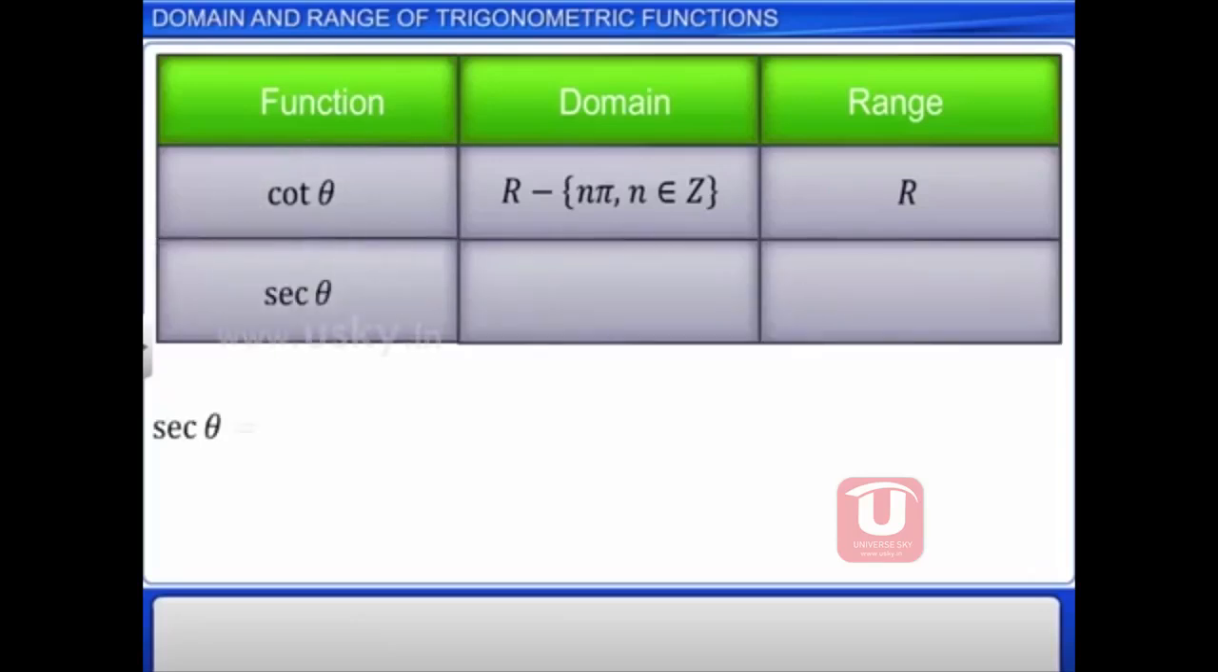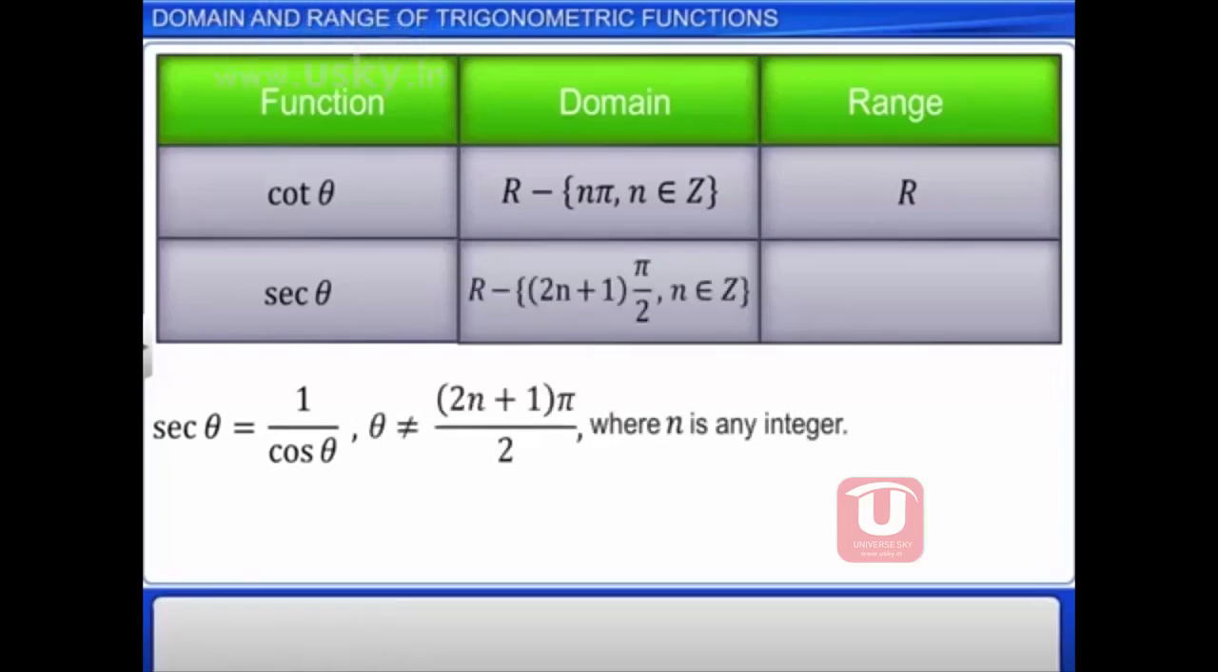Secant theta is equal to 1 divided by cos theta. This function is defined for all theta belonging to the set of real numbers not equal to 2n plus 1 into pi by 2, where n is any integer. This is the domain of secant theta. The value of secant theta does not lie between -1 and 1. Therefore, the range is the union of the closed interval -infinity to -1 and the closed interval 1 to infinity.